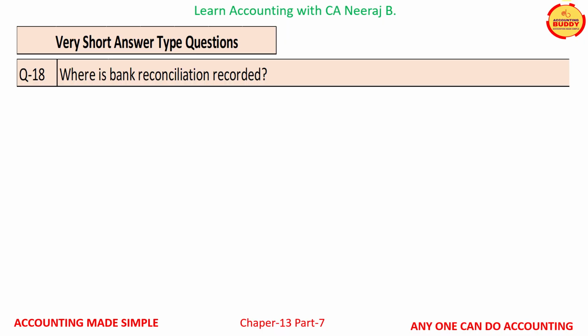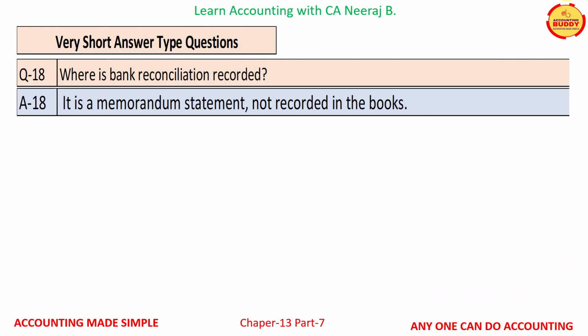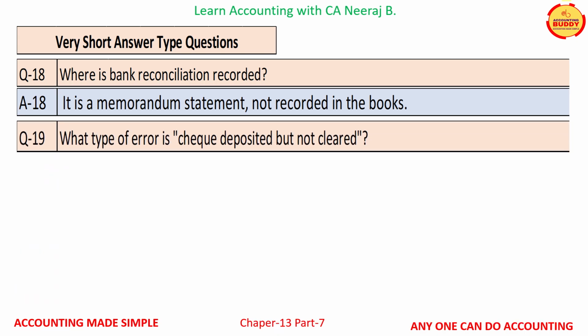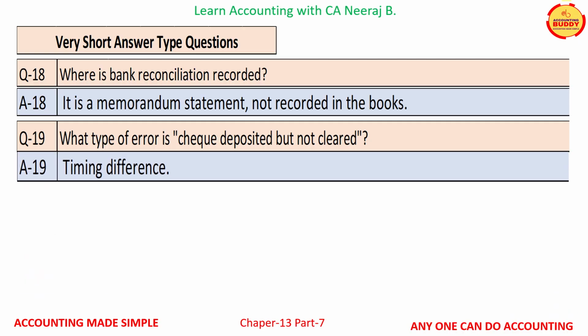Question number 18 is where is bank reconciliation recorded? And the answer is it is a memorandum statement not recorded in the books. Question number 19 is what type of error is check deposited but not cleared? And the answer is timing difference.